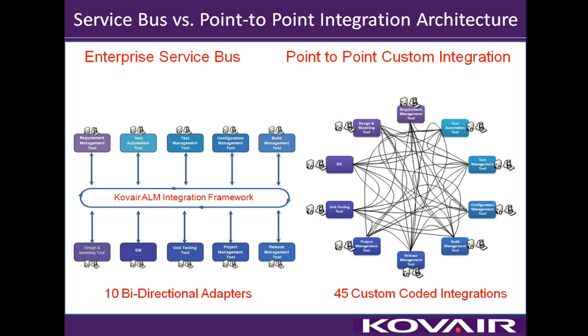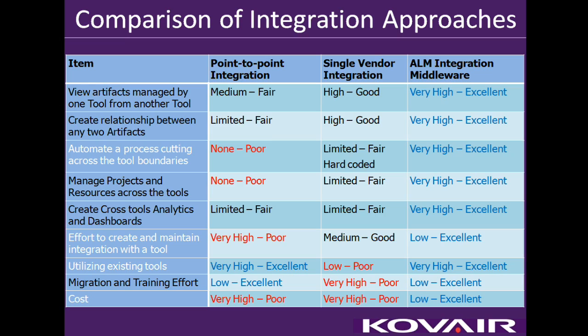So from an overall complexity point of view, middleware is much less complex than a point-to-point integration. And also think about this. If you have to replace one tool, in the case of point-to-point integration, you have to replace 9 different integrations from that tool to all the other 9 tools. But in the case of middleware, you have to just replace one adapter, which is a substantial savings in terms of effort and cost.